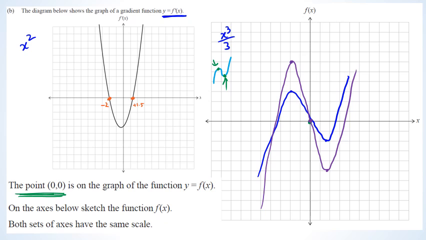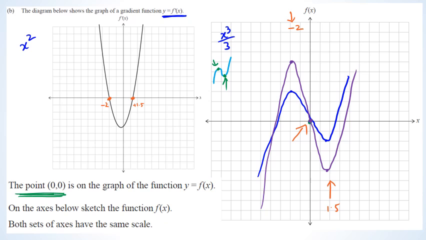But the important things that they'll look for is: is your graph going through 0, 0? Is your maximum at -2? And is your minimum at 1.5?